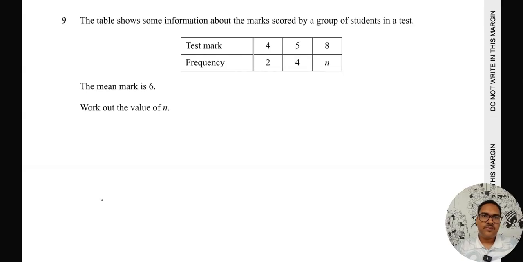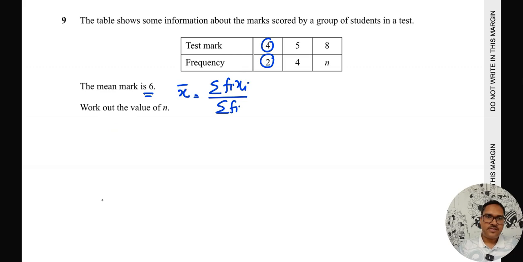The next question is, the table shows some of the information of the marks scored by a group of students in a test. This is this, and the mean mark is 6. Work out the value of n. So now what is the mean of this? Mean will be the corresponding data into frequency, right? So this is sigma, you can say fi xi divided by summation of all the frequency. This is the mean of the data. So I'll just write the mean. Mean is equal to 6.